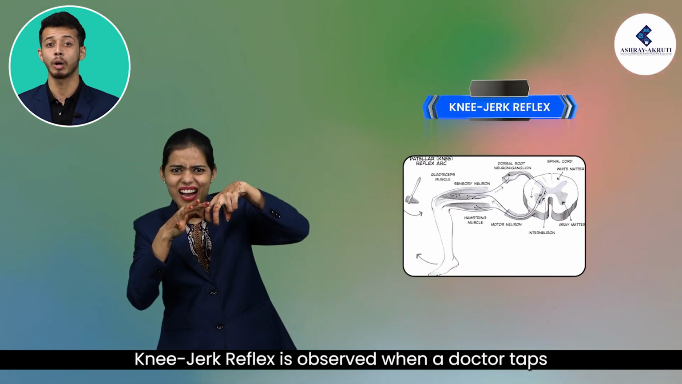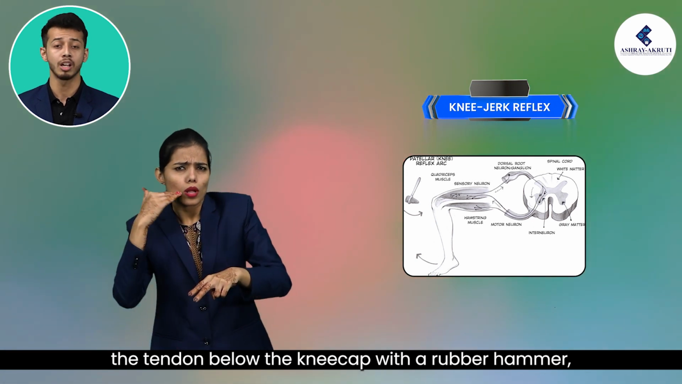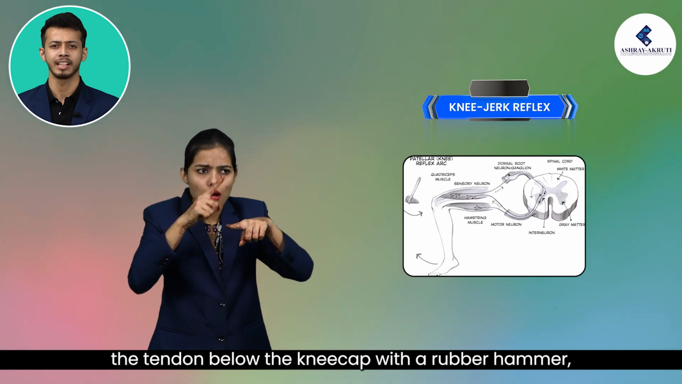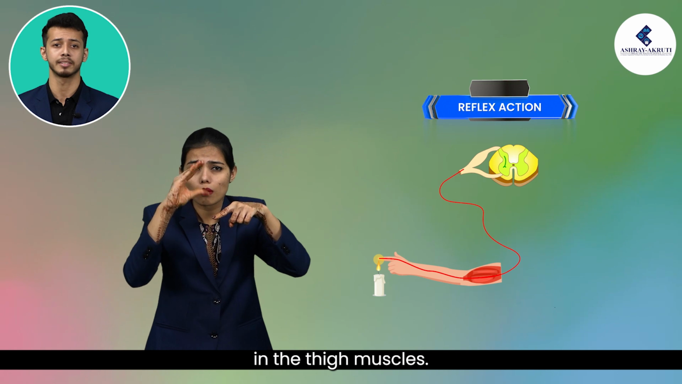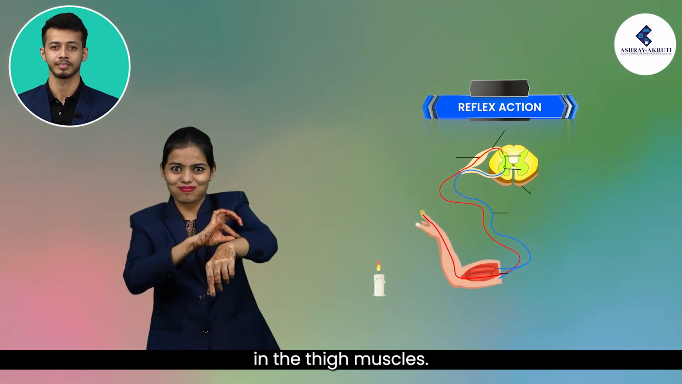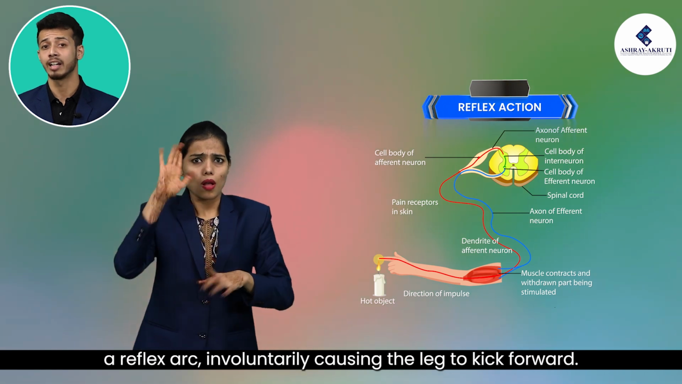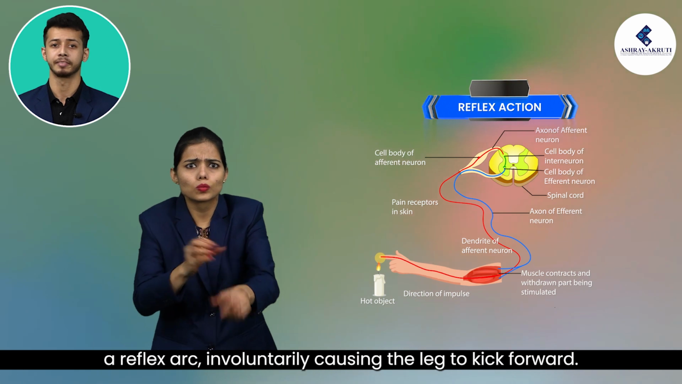Knee-jerk reflex is observed when a doctor taps the tendon below the kneecap with a rubber hammer. It stretches the muscle spindle receptors in the thigh muscles. This stimulus triggers a reflex arc, involuntarily causing the leg to kick forward.